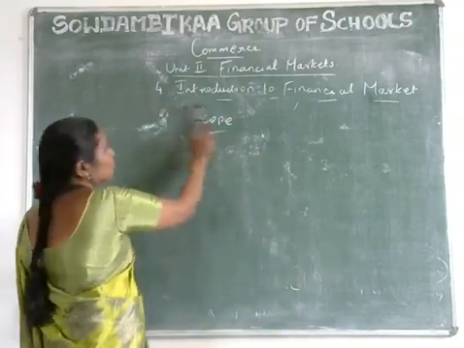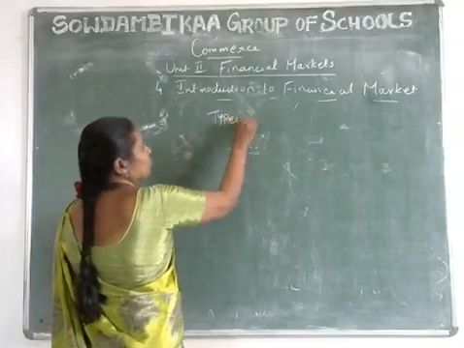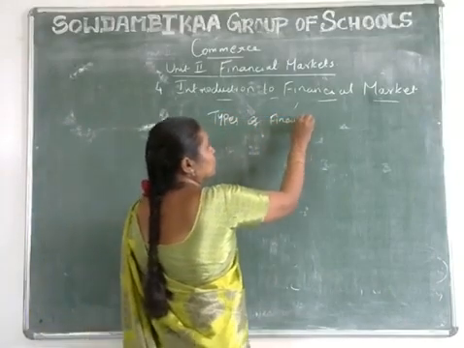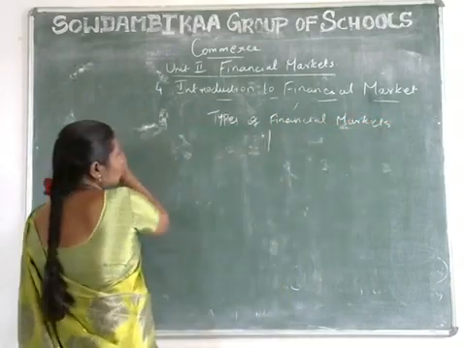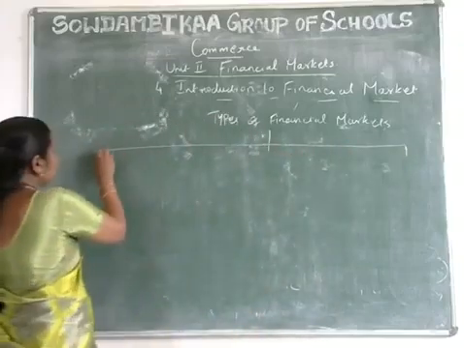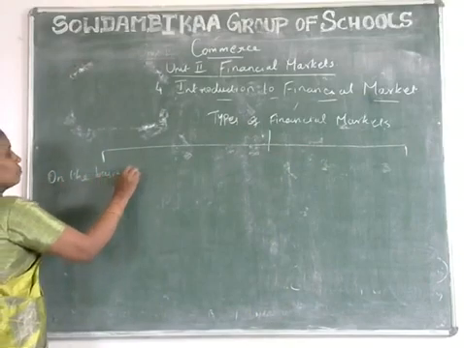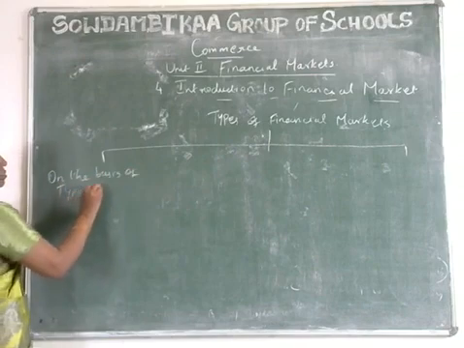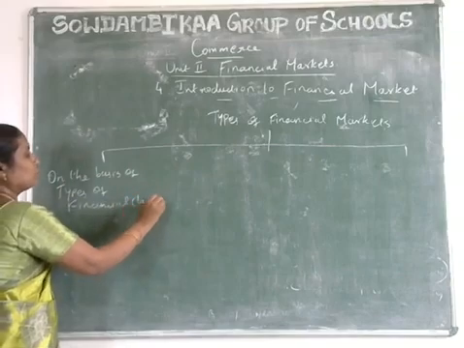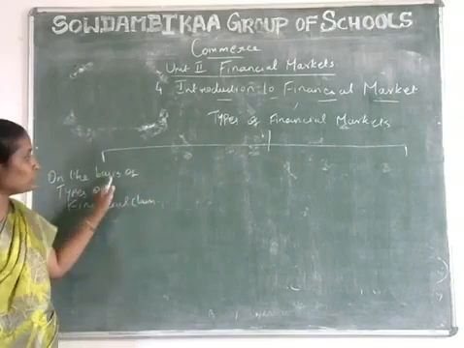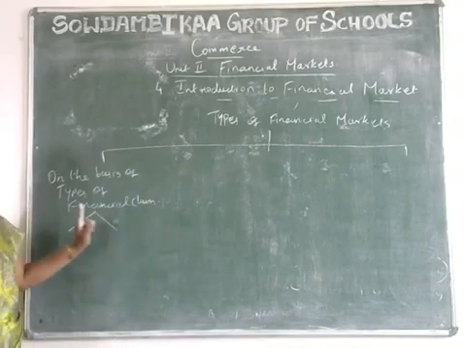And then next one is, what are the types of the financial markets? First one is on the basis of types of financial clients. On the basis of types of financial clients, you have here two types.